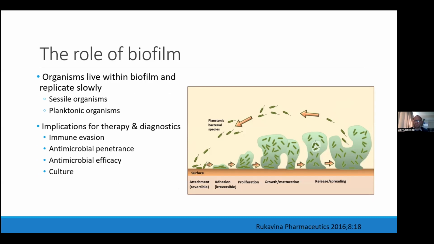Firstly, immune evasion: within the biofilm, they can evade many components of the host immune response. Then antimicrobial penetrance through that thick peptidoglycan layer is compromised. The efficacy of antimicrobials is also reduced, especially given that many of these sessile organisms are in a stationary growth phase as opposed to a replicating phase, and many antibiotics work better on replicating bacteria than on dormant or stationary bacteria. The same applies to culture, where sometimes these organisms are not as easily culturable because they are not in the replicating or growth phase, but in a stationary phase of their growth cycle.